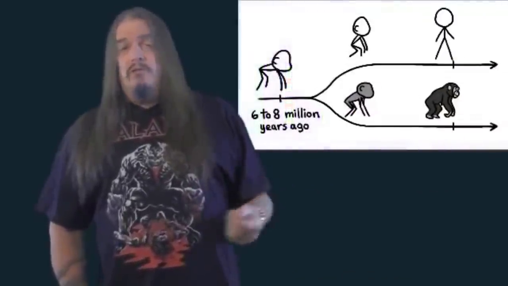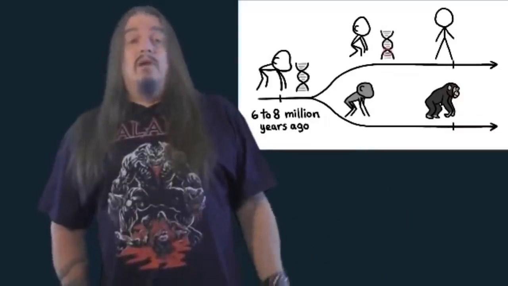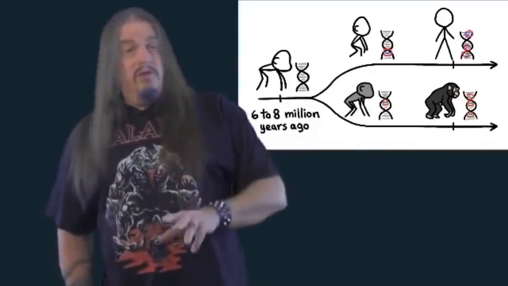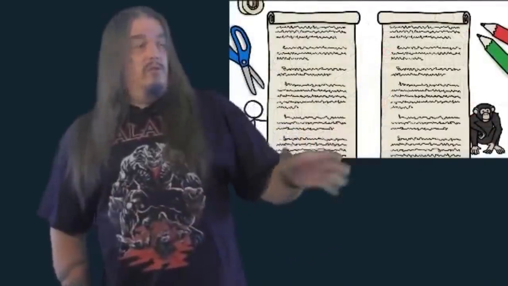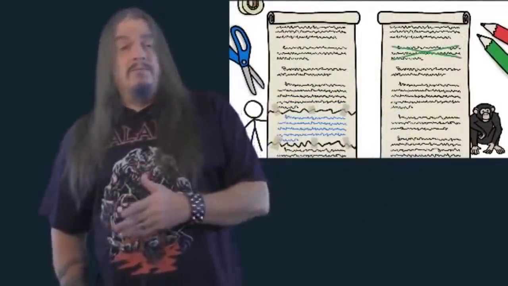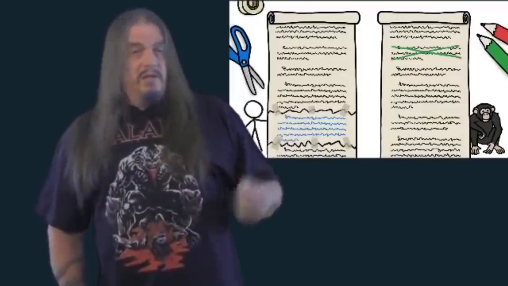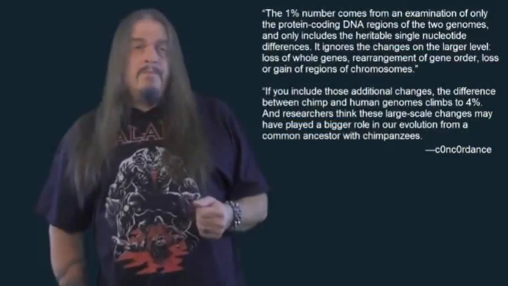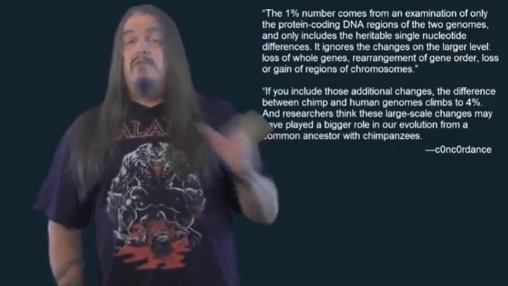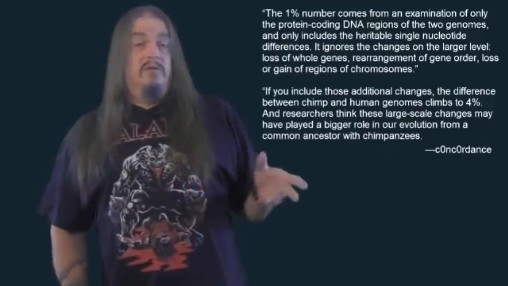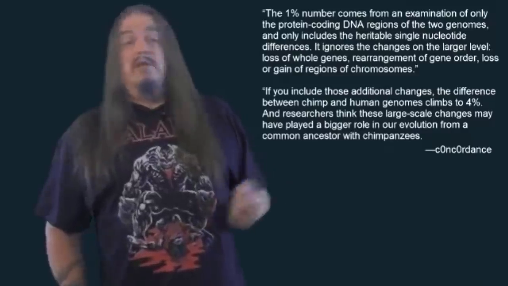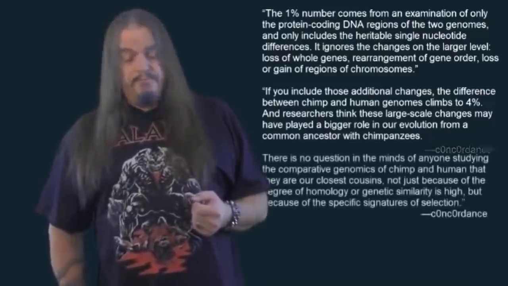Once these trees branched, we've been growing further and further apart by building up unique differences ever since, wherein we're not just talking about point mutations, but where whole blocks of genes could, with a single mutation, be accidentally eliminated from one genome or duplicated in the other, though these typically tend to be in the non-coding regions. If you include these additional changes, the difference between chimp and human genomes climbs to 4%, and researchers believe that these large-scale changes may have played a bigger role in our evolution from a common ancestor with chimpanzees.